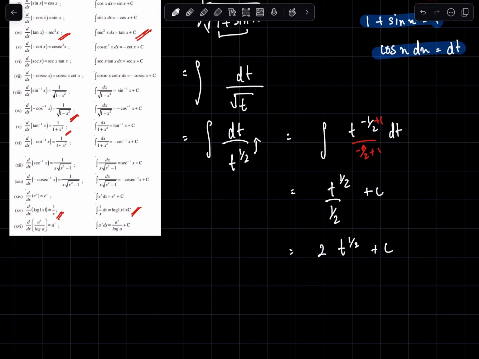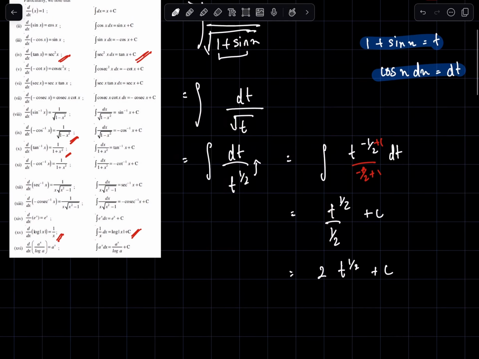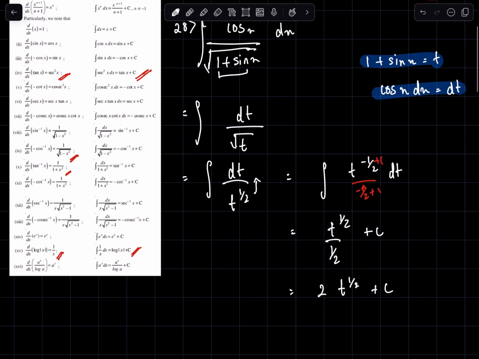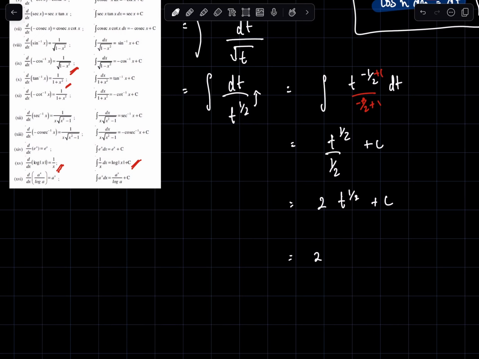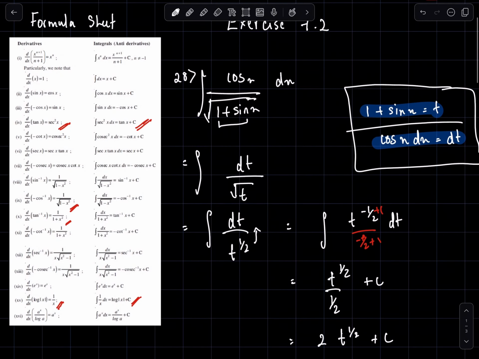Okay, so what is this? What is your t value? T is 1 plus sine x, right? So remember this. So which is equal to 2 times 1 plus sine x to the power half plus c, or you can write it as 2 times the whole square root of 1 plus sine x plus c. Okay, both these answers are correct. So let's see if the answer is correct. So this is question number 28. Yes, it is correct. Okay, 28 is done.